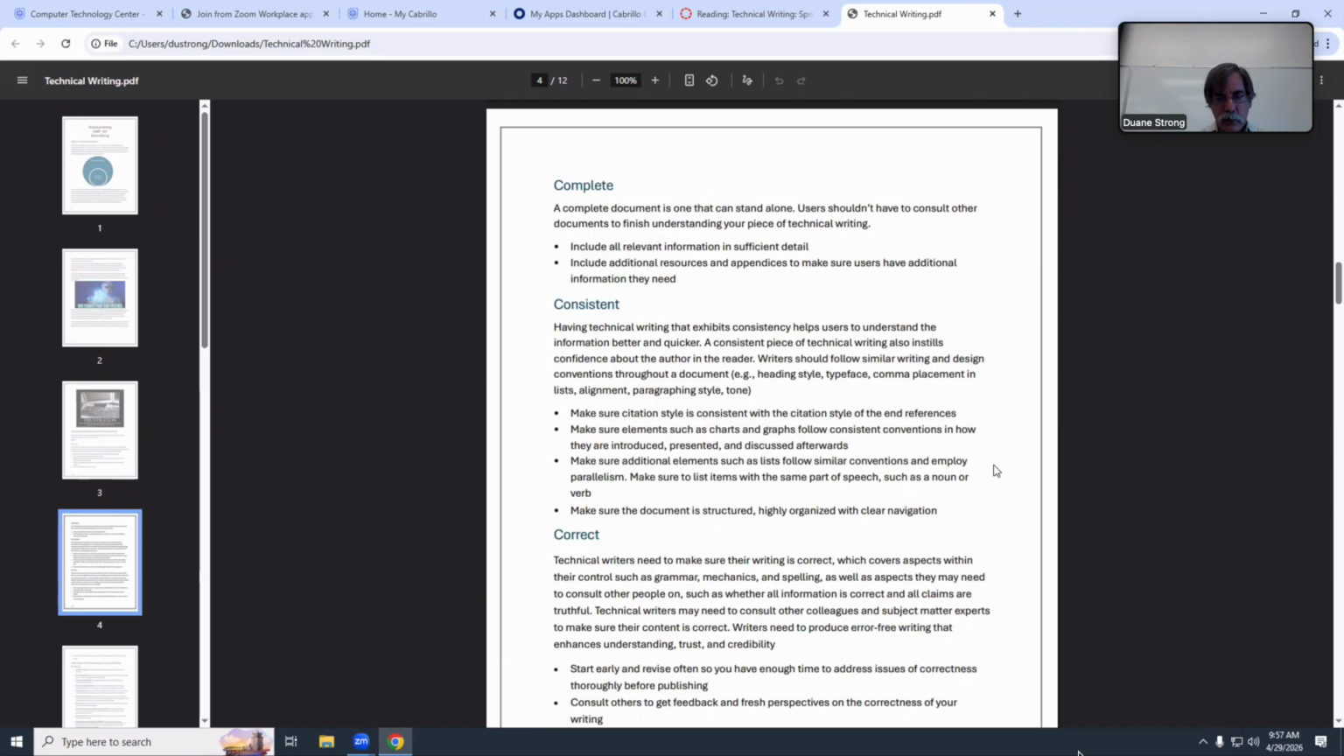Make sure the document is structured, highly organized with clear navigation. You want to make sure that you have your table of contents. Hopefully you have a bibliography, index, all that kind of stuff.